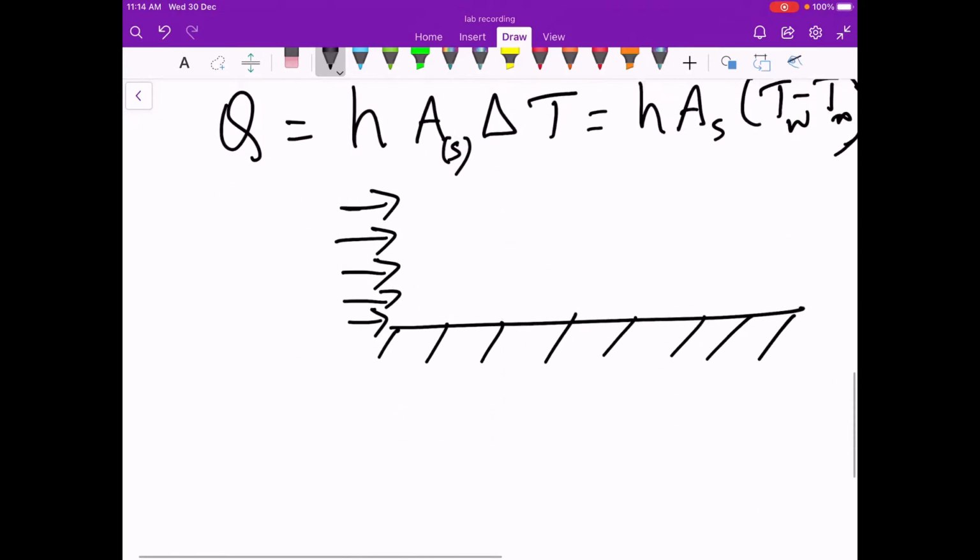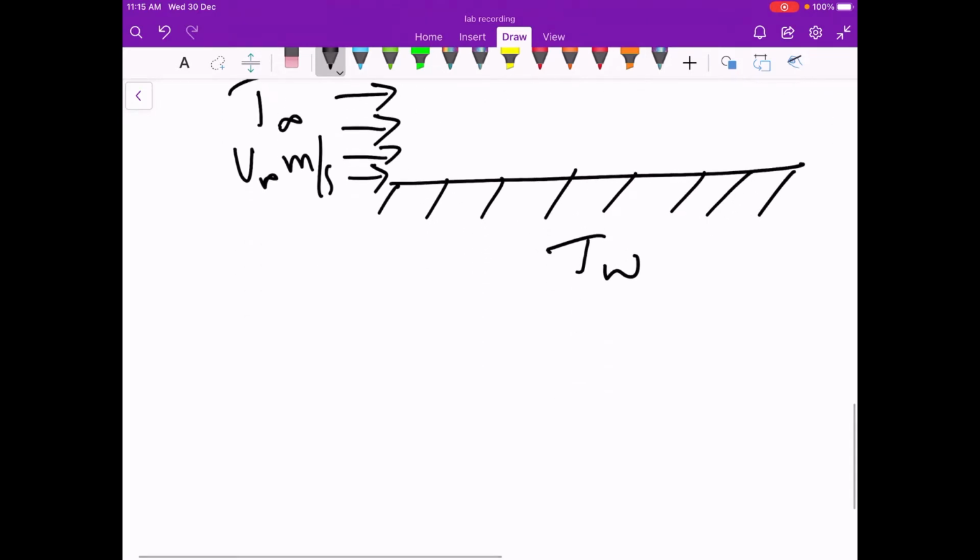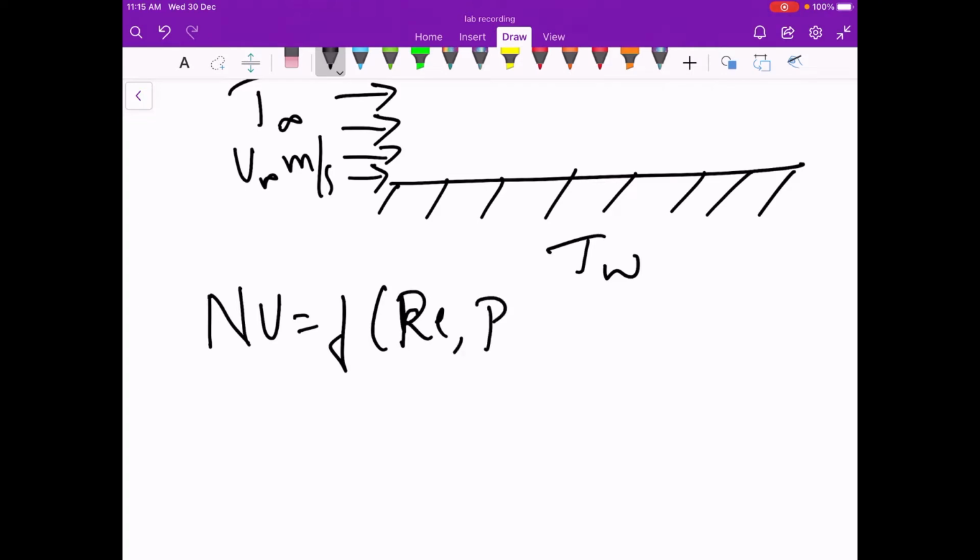When you consider external flow, you have T wall, this is T infinity, and the flow is moving at U infinity meters per second. As you know, in forced convection, Nu is a function of Reynolds number and Prandtl number. I hope all of you know this. For forced convection, whether it is an external flow or internal flow, Nu is a function of Reynolds number and Prandtl number.